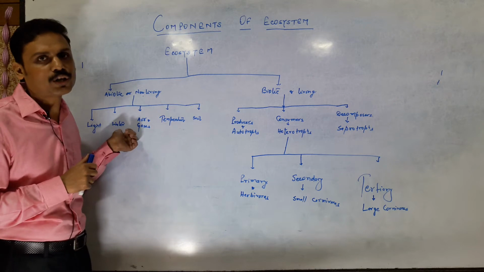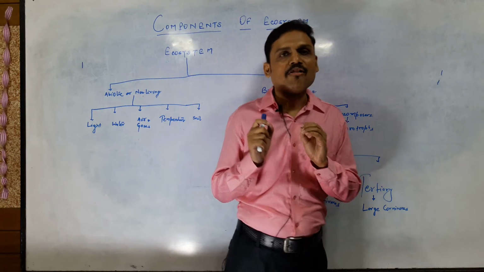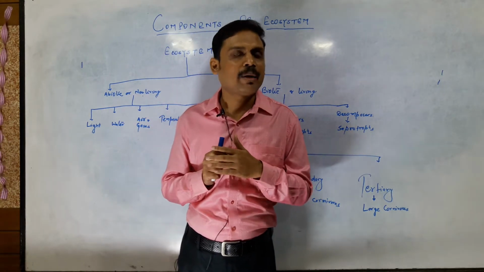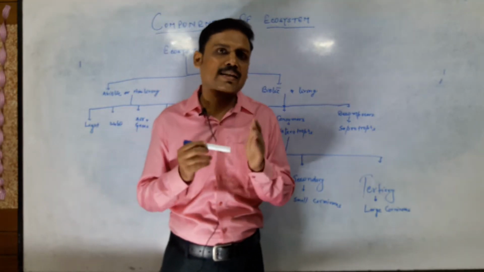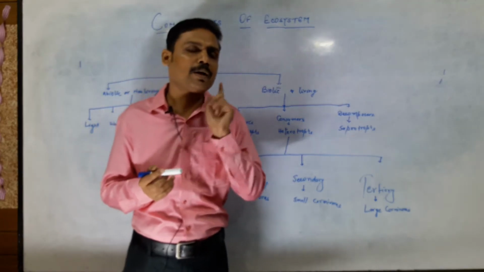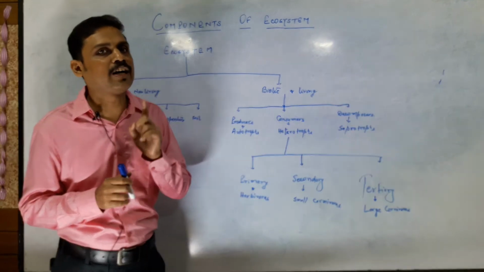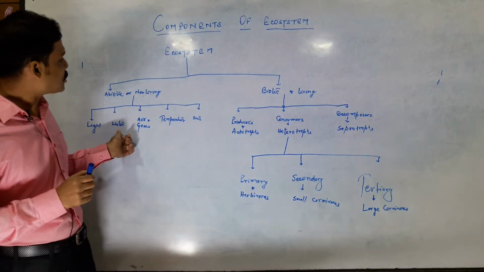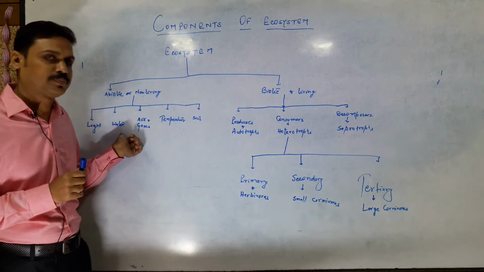Second is water. Again, we all know that without water we cannot survive even a single day, because every metabolic activity of plants and animals is dependent on water. So water is essential for the survival of living organisms. So our second essentiality or abiotic factor is water.